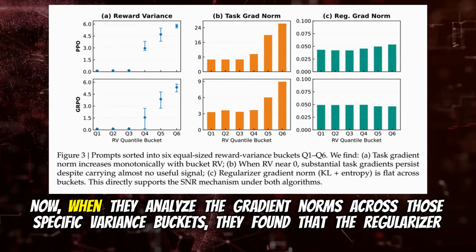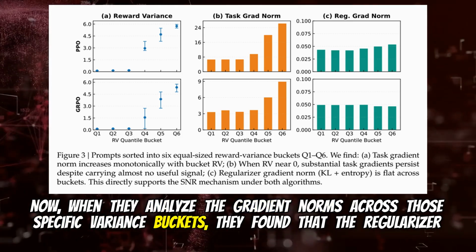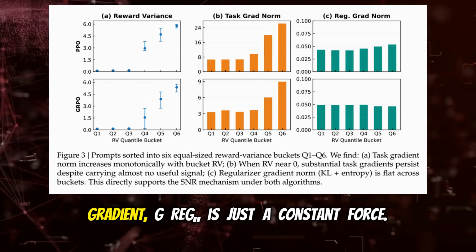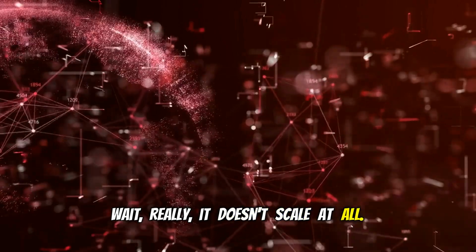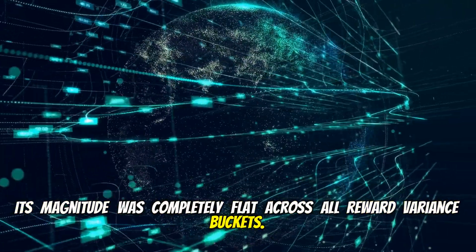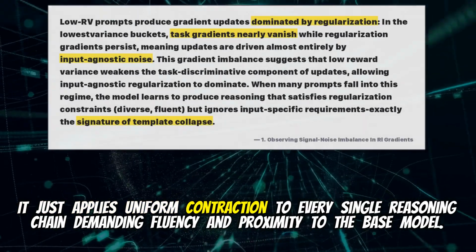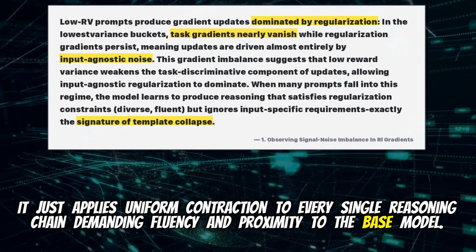Exactly. Now, when they analyzed the gradient norms across those specific variance buckets, they found that the regularizer gradient, G-reg, is just a constant force. Wait, really? It doesn't scale at all? Not at all. Its magnitude was completely flat across all reward variance buckets. It just applies uniform contraction to every single reasoning chain, demanding fluency and proximity to the base model.